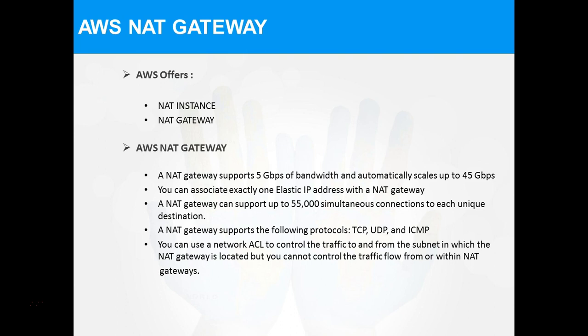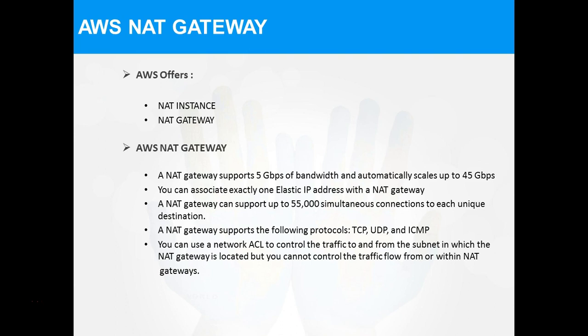Let us see the characteristics of a NAT gateway. A NAT gateway can support up to 5 Gbps of bandwidth and it can scale up to 45 Gbps. You can associate exactly one IP address, that is the elastic IP address, with a NAT gateway. A NAT gateway can support up to 55,000 simultaneous connections to each unique destination. A NAT gateway supports the following protocols: TCP, UDP and ICMP.